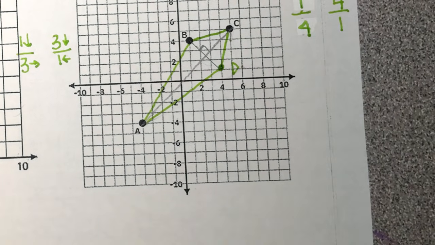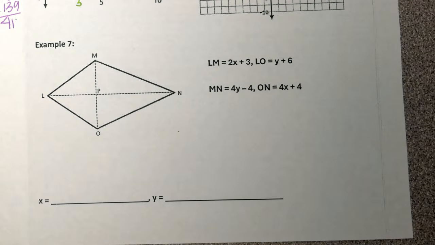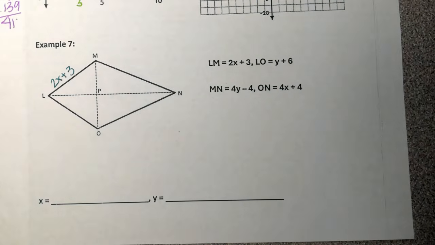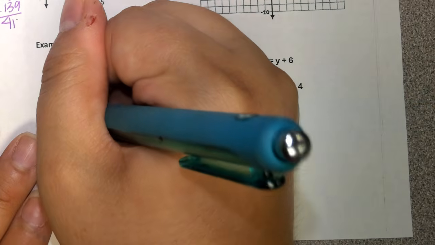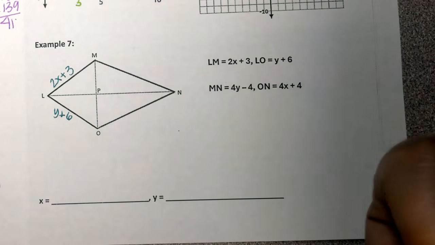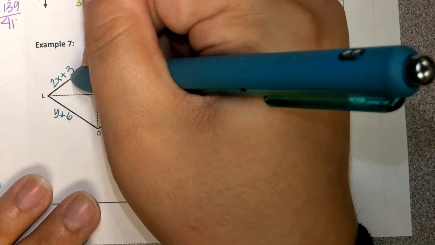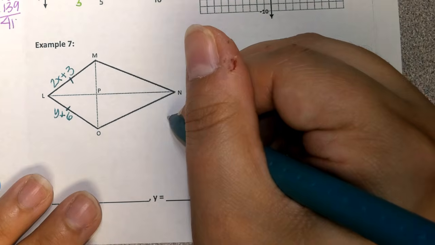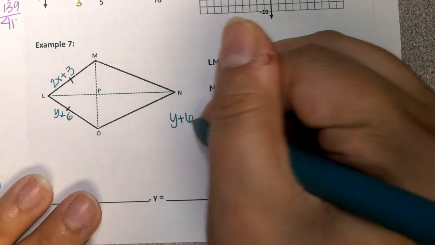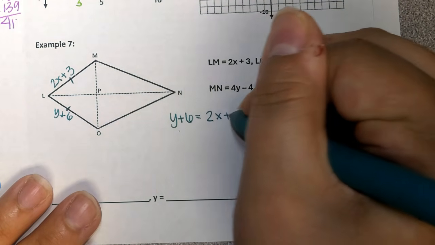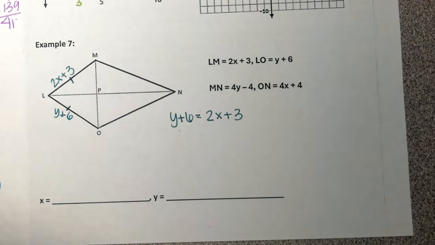What questions do I have? All right, last one we're going to do today is example 7. LM is 2x plus 3. LO is y plus 6. What do I know about these two? They're equal, so what can I do with them? Set them equal. Y plus 6 equals 2x plus 3. Or you can switch it around, doesn't matter.